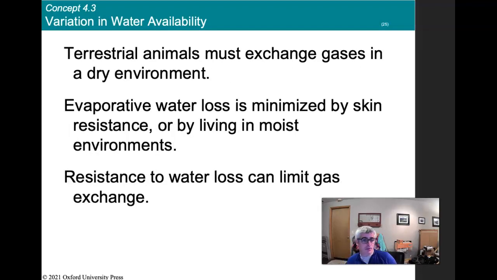And terrestrial animals must exchange gases in a dry environment. Evaporative loss is minimized by skin or by living in moist environments. Think about worms. They dry out when they're on the concrete, but they're fine when they're in the soil with a fair amount of moisture. And resistance to water loss can limit gas exchange. So that's it for this one, and this will wrap up chapter 4 for the lecture portion.